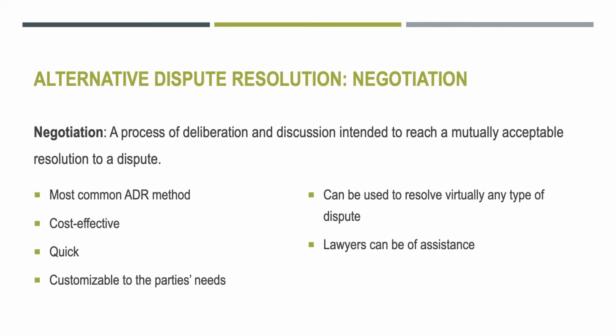So first, we're going to look at negotiation. It's the most common alternative dispute resolution method, and it's actually an important tool in all aspects of business, not just in the different stages of a dispute. It's a non-legal, unstructured process that's used to resolve the vast majority of legal disputes at some stage of their development. The goal with negotiation is to reach a mutually acceptable resolution.